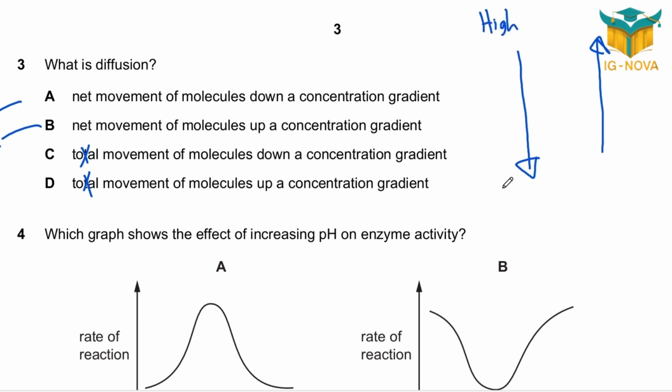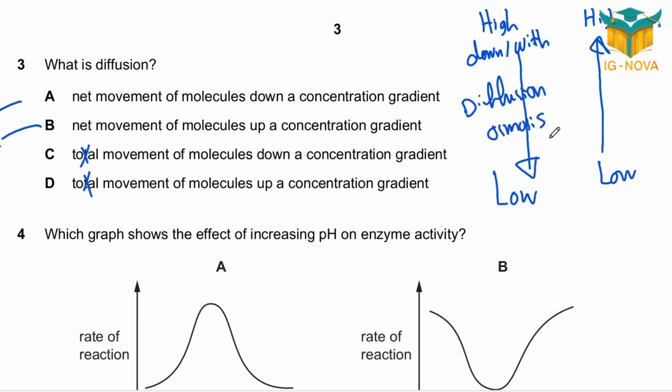High, low. If you move in this direction, you are going down or with the gradient, which is either diffusion or osmosis in IGCSE. What about from low to high? This one is active transport. So net movement of molecules down the concentration gradient is accepted, up the gradient is rejected. So option E.